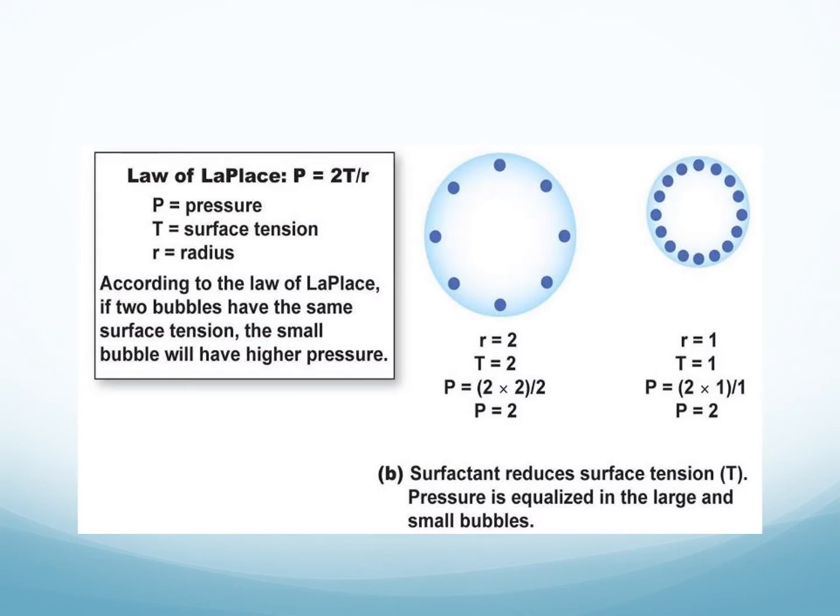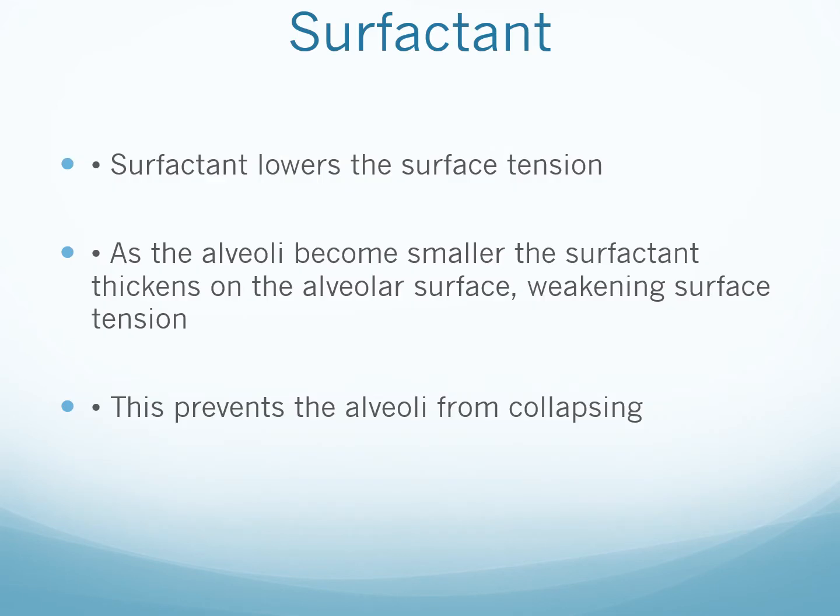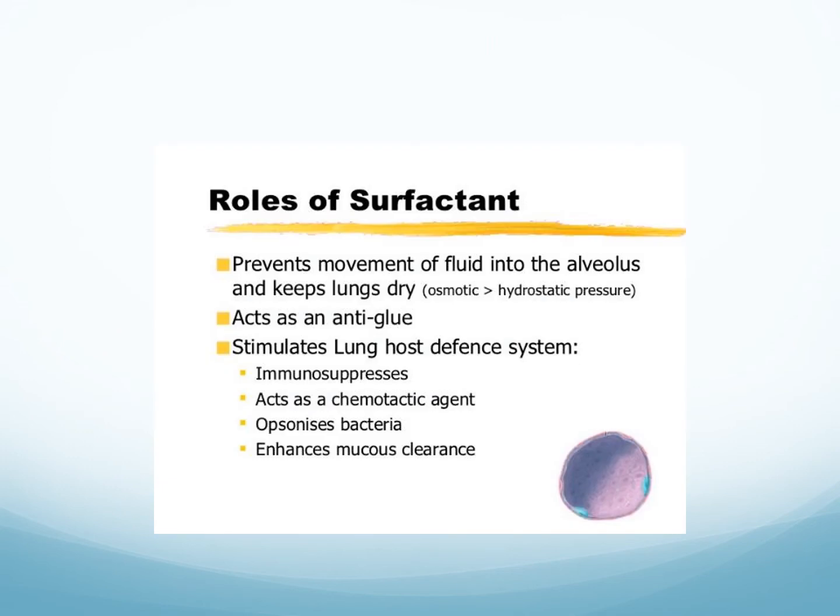According to the law of Laplace, if 2 bubbles have the same surface tension, the smaller bubble will have higher pressure. Surfactant reduces surface tension. Pressure is equalized in the large and small bubbles. Surfactant lowers the surface tension. As the alveoli become smaller, the surfactant thickens on the alveolar surface, weakening surface tension. This prevents the alveoli from collapsing.